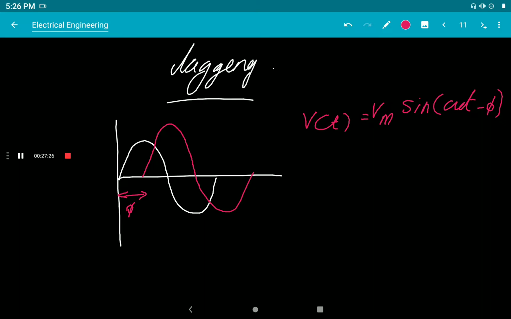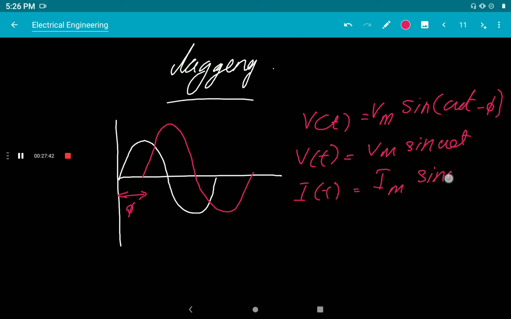So these are the sine wave equations. For the reference wave, we represent V of t is equal to Vm sin omega t. If it is current, I of t is equal to Im, the maximum value of current, into sin omega t. So for lagging we give minus phi, and for a leading vector we can mark plus phi. Okay, thank you.